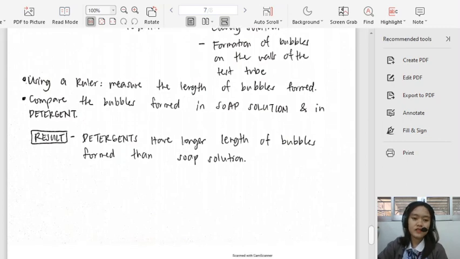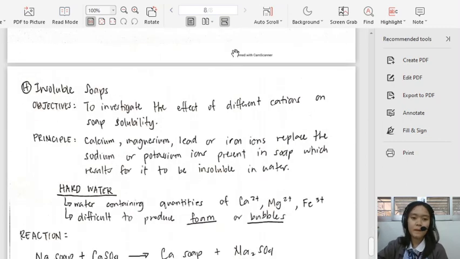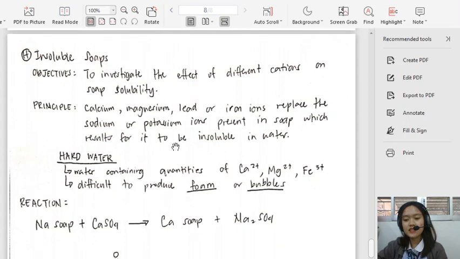Okay, next. Insoluble soaps, this is the last test, right? So, the objective is to investigate the effect of different cations on soap solubility. So, what is the procedure? Prepare 2 test tubes, each containing 4 ml of distilled water and 1 ml soap solution. Okay, so you again put distilled water into the soap solution.